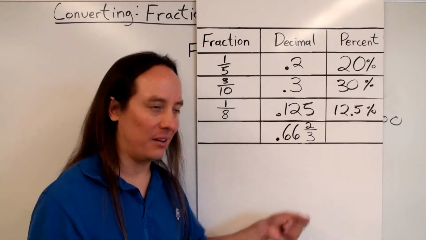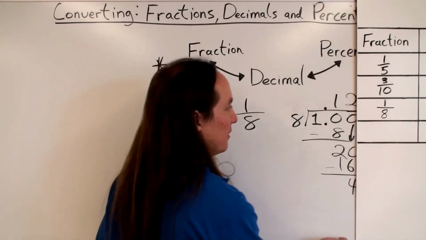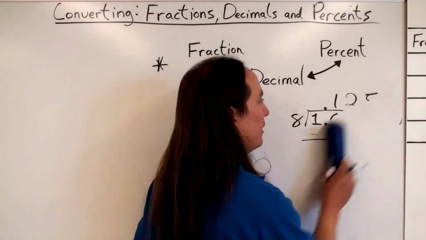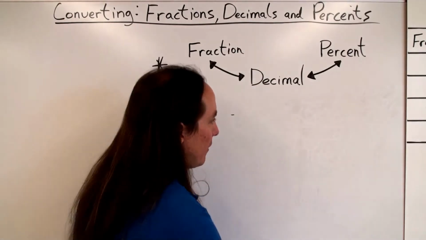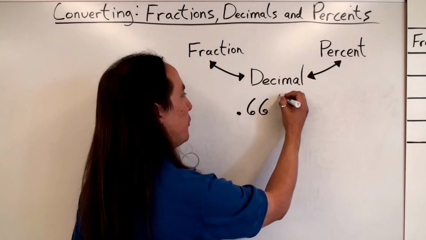Here's this tricky one again, right? Oh man, not that thing. Weird looking decimal thing. All right, so I'll put it over here. It says 0.66 and 2/3.